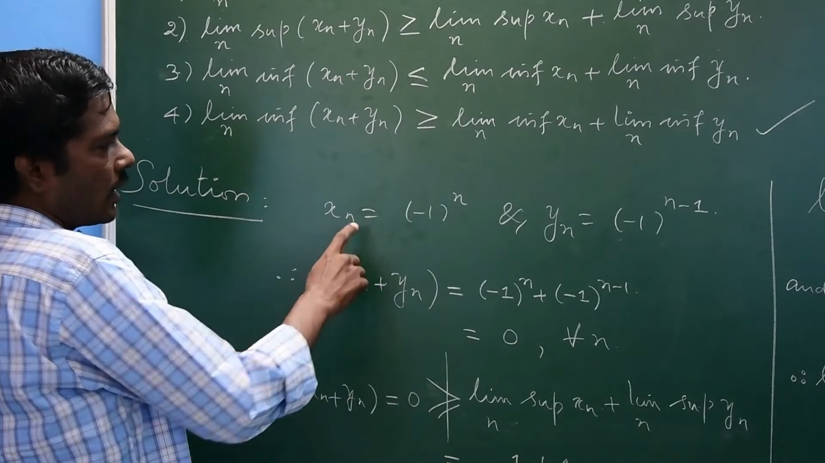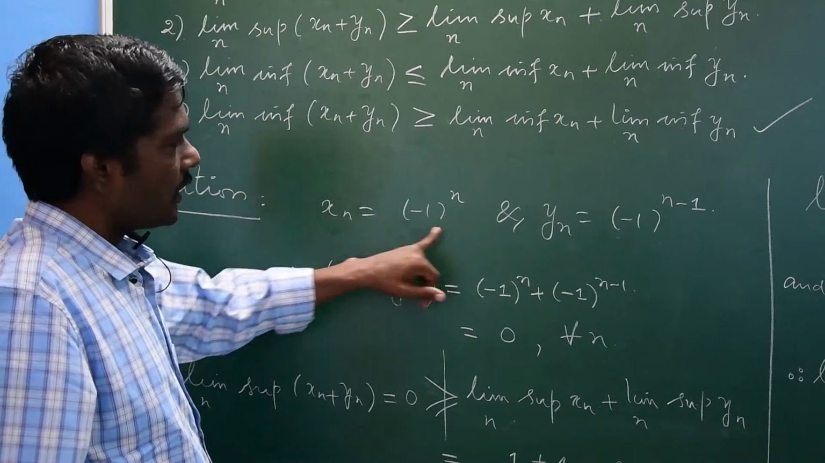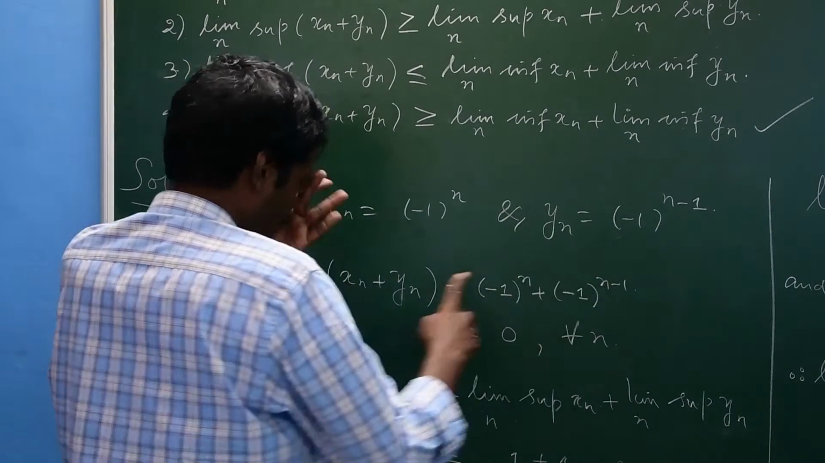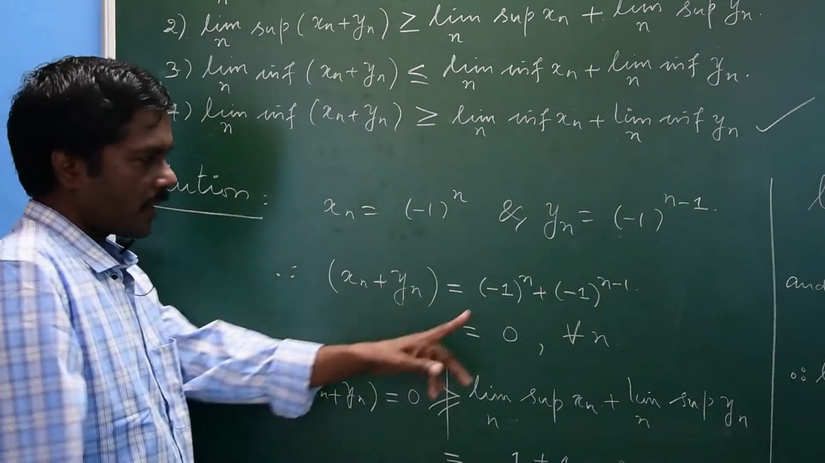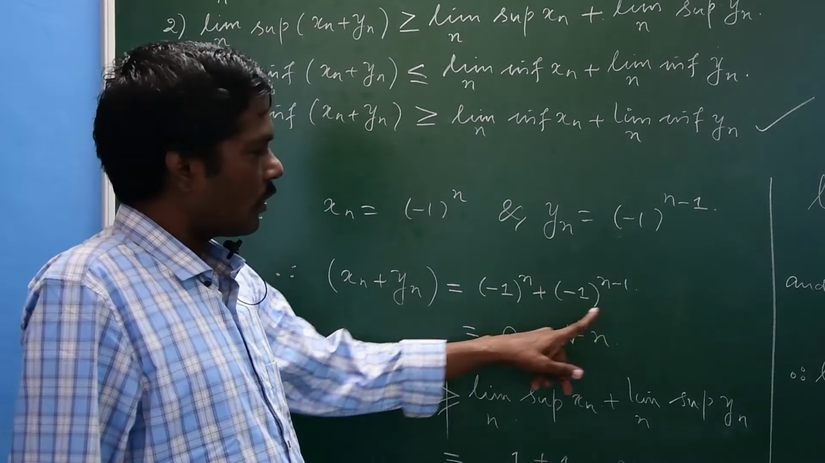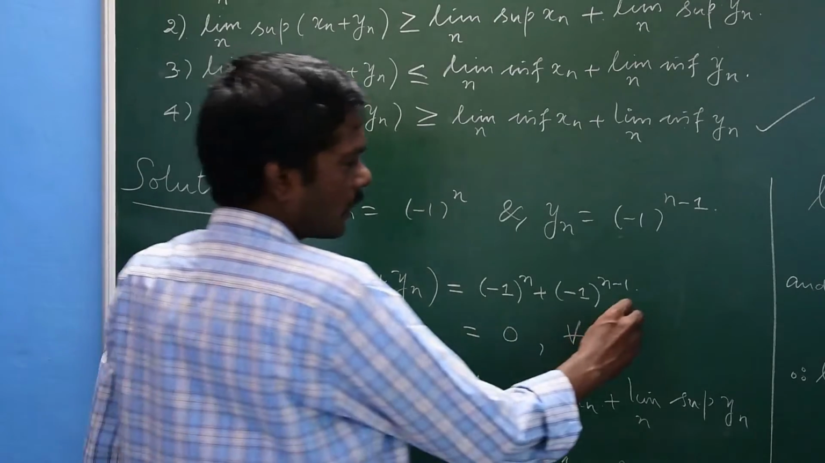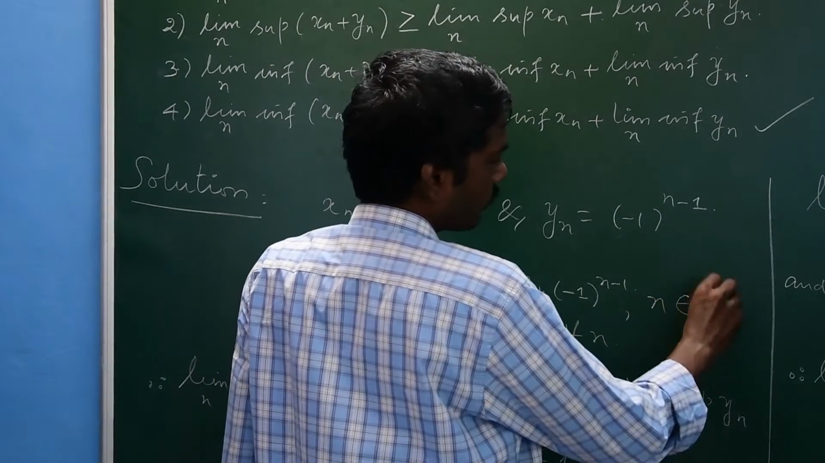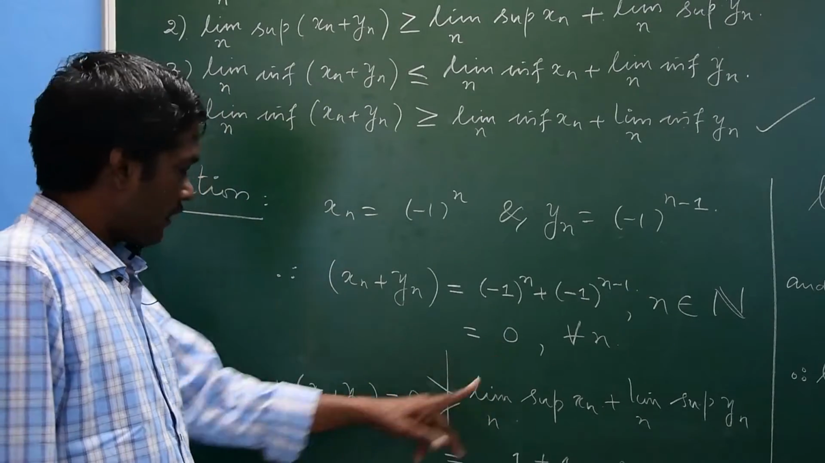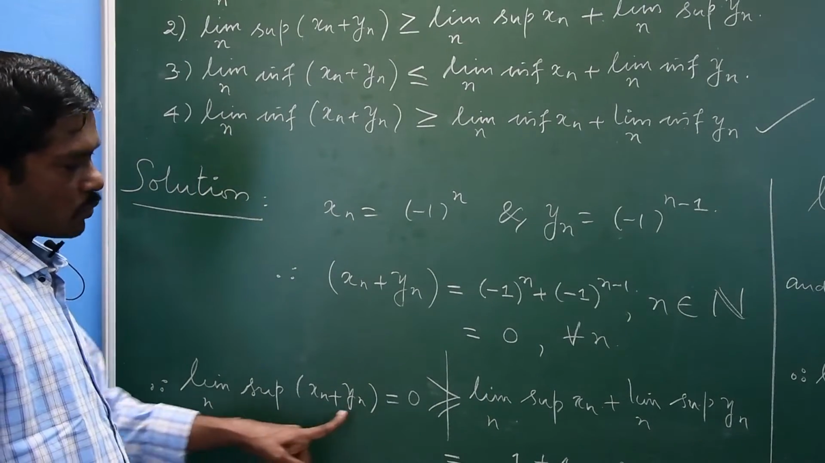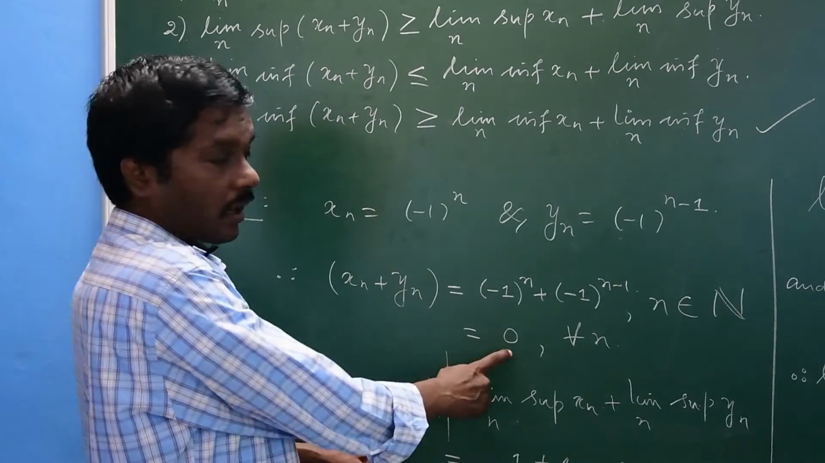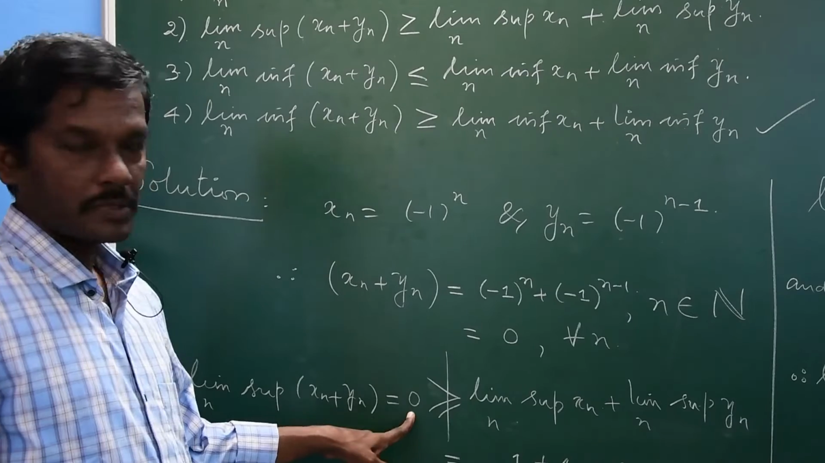When you add these two sequences, what you get is xn plus yn is (-1)^n plus (-1)^(n+1), where n belongs to natural numbers. So for every n this turns out to be 0. Therefore limit supremum of xn plus yn is 0, because this is a constant sequence, so limit supremum is 0.